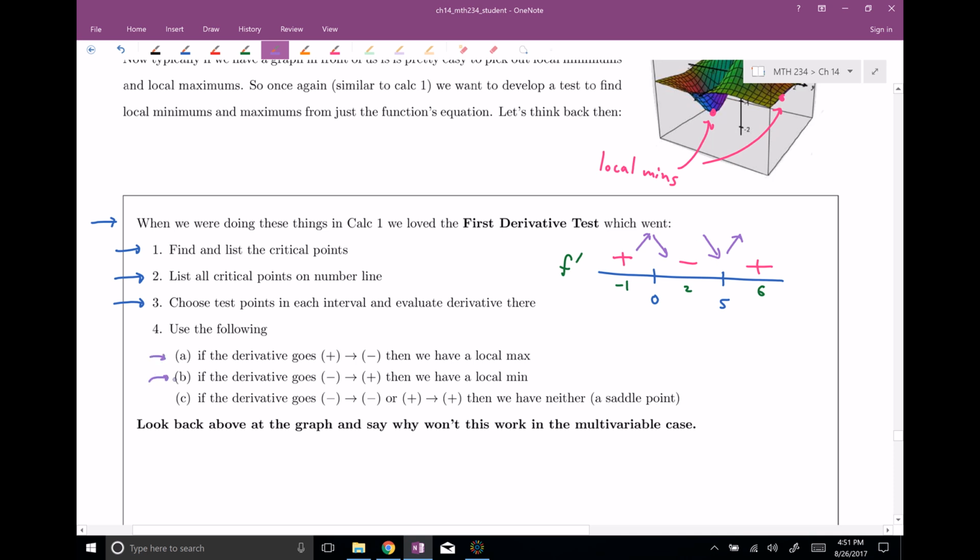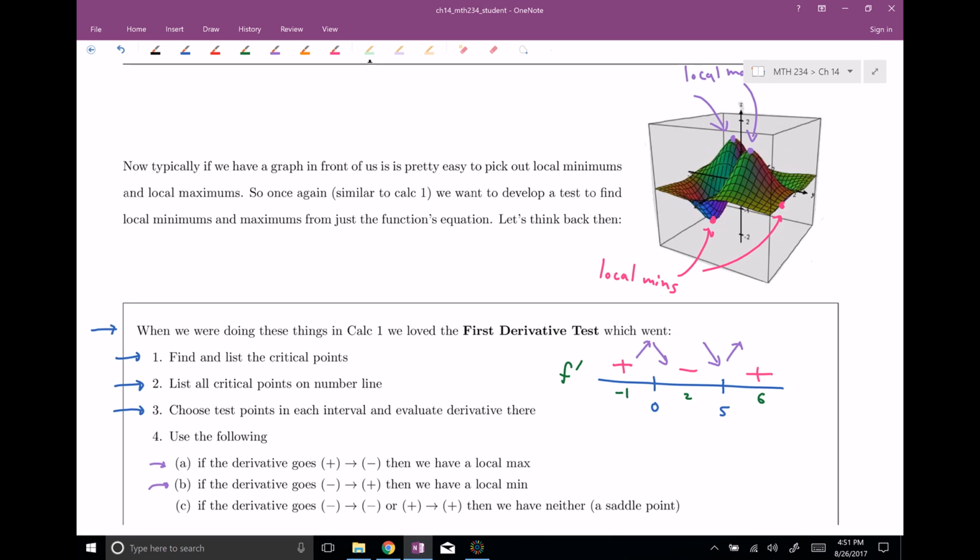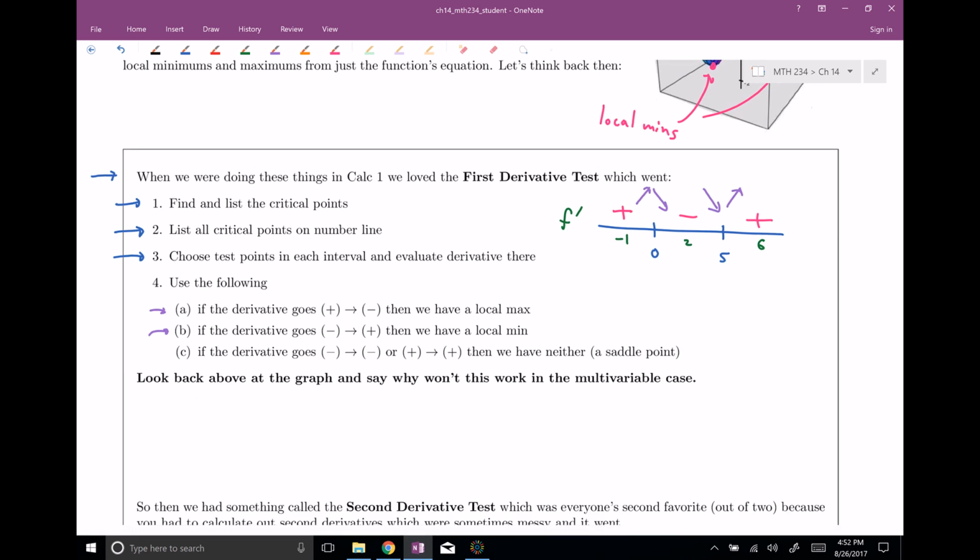And then if there's no change, if it goes from negative to negative or positive to positive, then we have neither, which we're now defining as saddle points. Okay, so let's think about the first derivative test. If I want to use the first derivative test up here, the claim is we're going to have an issue. We won't actually be able to use this in the multivariable case.